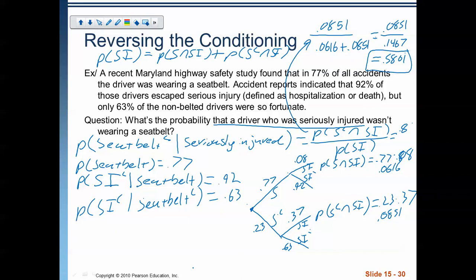Homework: finish your chapter 15, okay? We'll do another reversing the condition question on Monday. Your homework on Monday will be to try a couple of them, but I want to do one more together in class. So finish your notes.